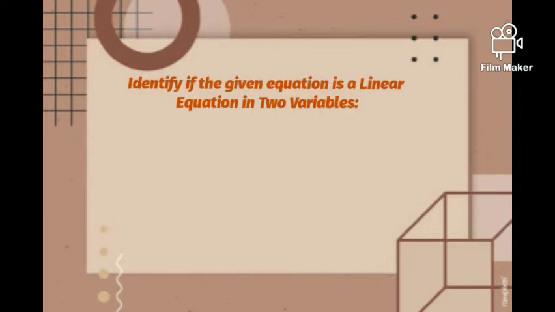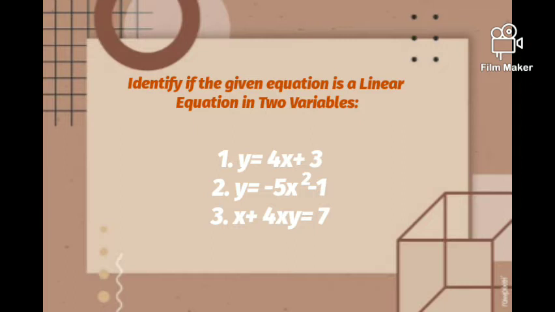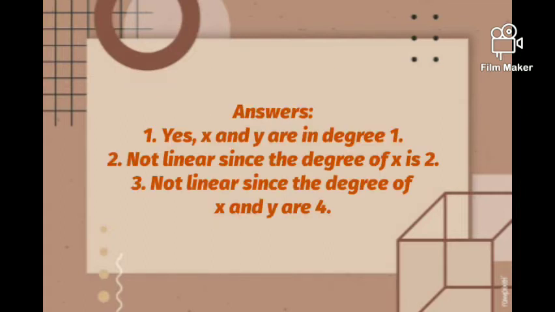Identify if the given equation is linear in two variables. Number 1, y equals 4x plus 3. Number 2, y equals negative 5x squared minus 1. And number 3, x plus 4xy equals 7. After answering, I need 3 representatives to go in the board and answer.